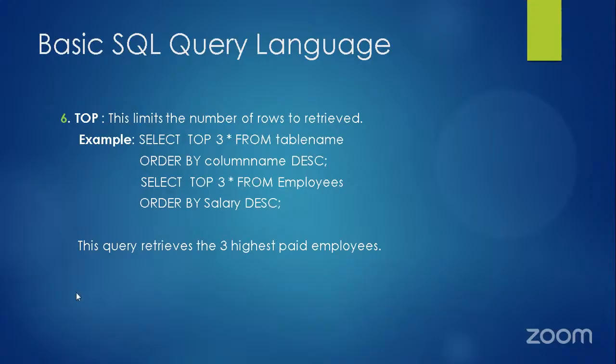Okay. So now the next thing is our top. Our top is used to limit the number of rows to be retrieved. Say we have hundreds or thousands of rows, and we want to see maybe the first three rows out of those hundreds of thousands of rows. We make use of our top to do that. So I'm going to show you how our top works.